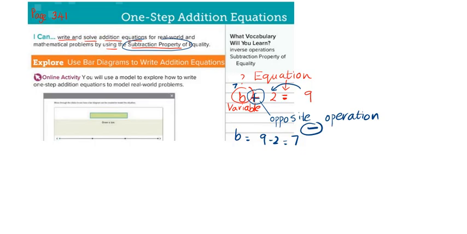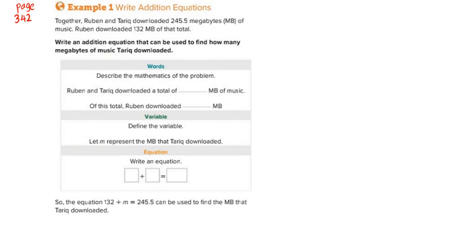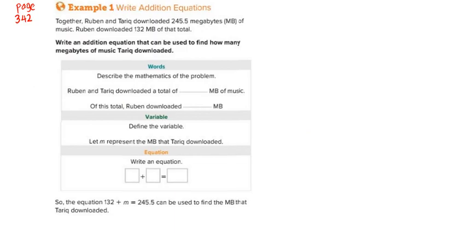Alright, let's move on to the next page. On page 342, we're going to look at example 1, to write addition equations. Let's look at the example. It says together, that's an important word, that means your total. Ruben and Tariq downloaded 245.5 megabytes. So we know that together is the total. Then they tell us that Ruben downloaded 132 megabytes. Write an addition equation that can be used to find out how many megabytes Tariq downloaded.